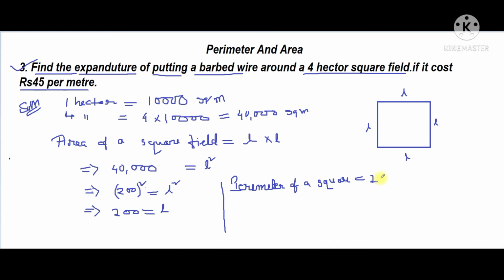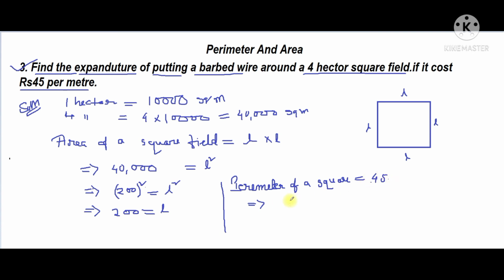Here the perimeter, you know the formula. Sorry, I have written here 200, so it is wrong, so I'll remove this one. We'll write the formula: the perimeter of a square is 4 into side, or 4 into length. So here we'll write 4 into side, and this side I have written as L.